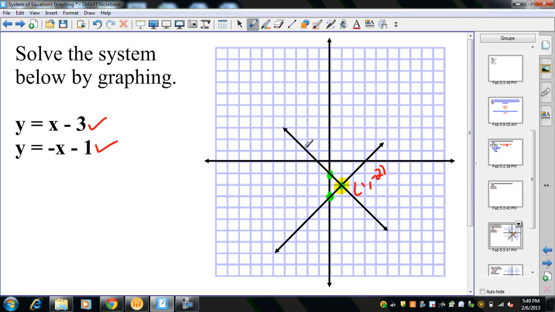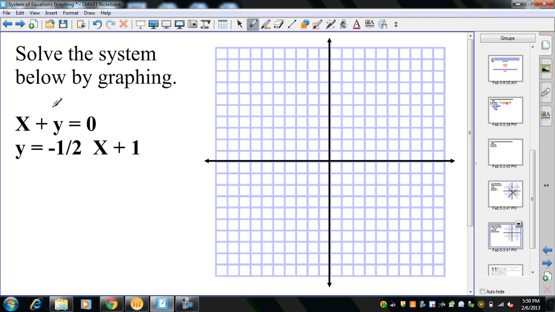So a way I can find the solution to a system is by graphing them, and the point that they intersect, that's the solution. All right, let me show you one more. We have x plus y equals 0. Remember, this has to be written in slope-intercept form, y equals mx plus b. So I'm going to rewrite it by subtracting x from both sides. This is y equals negative x.